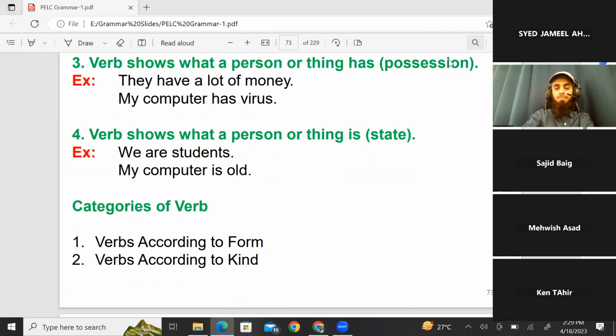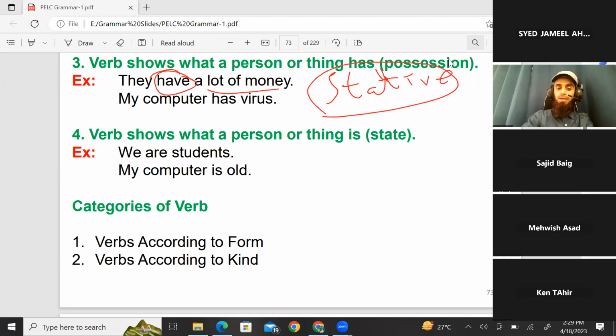Now, the next use is regarding ownership. They have a lot of money. Here, have is a verb, but it is not showing any action. This is a stative verb. As in the definition we studied, if this confusion is not yet clear, we will continue.